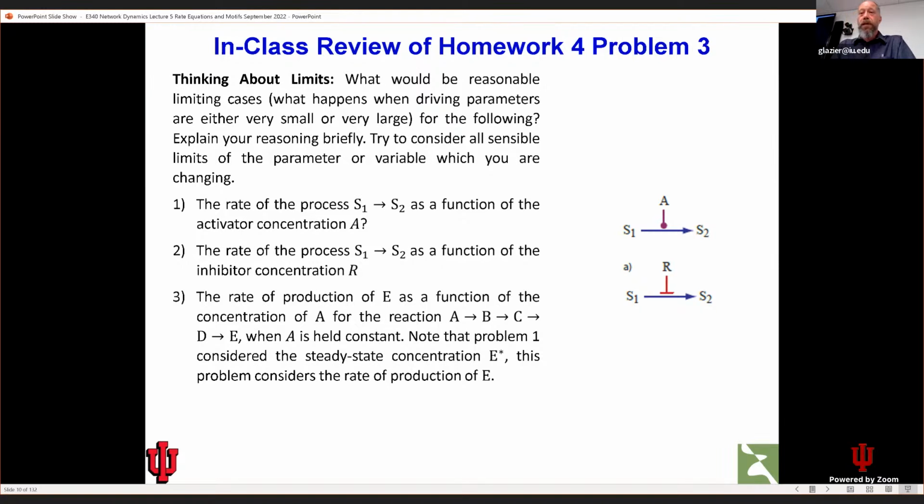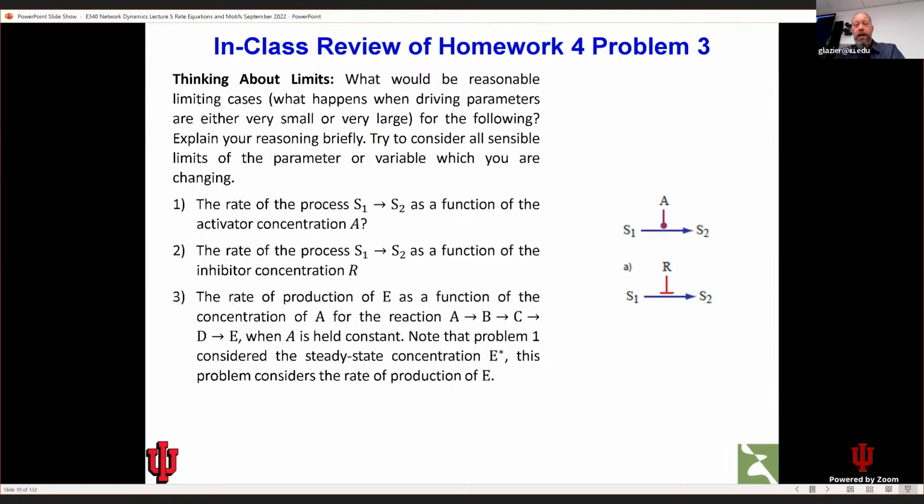You could imagine a little bit like our glucose example, that if you really had too much A, it would mess up the whole system and break it, and then you wouldn't have any S2 produced anymore because A would swamp the whole system. But we don't usually consider that limit.